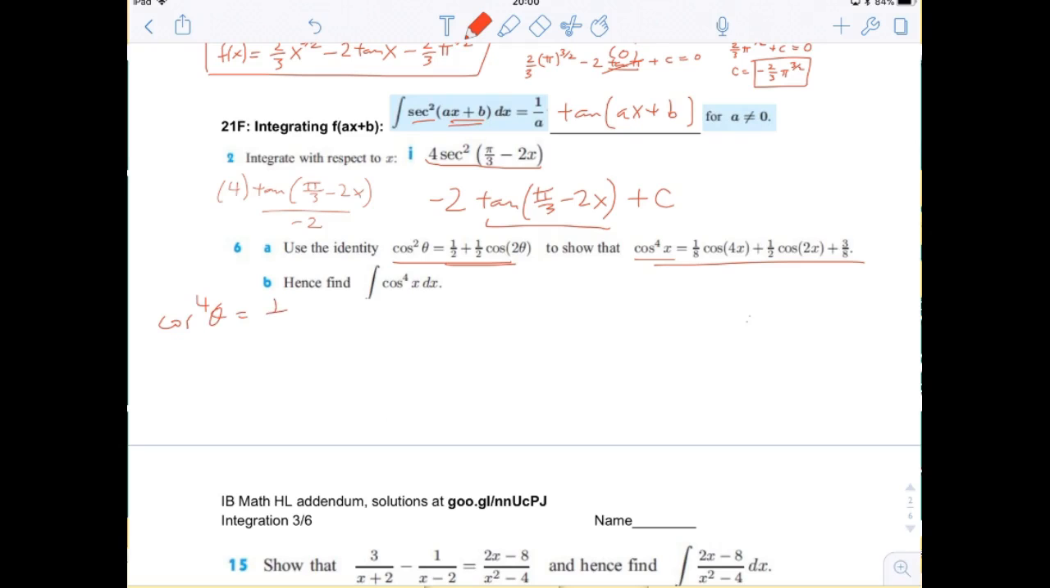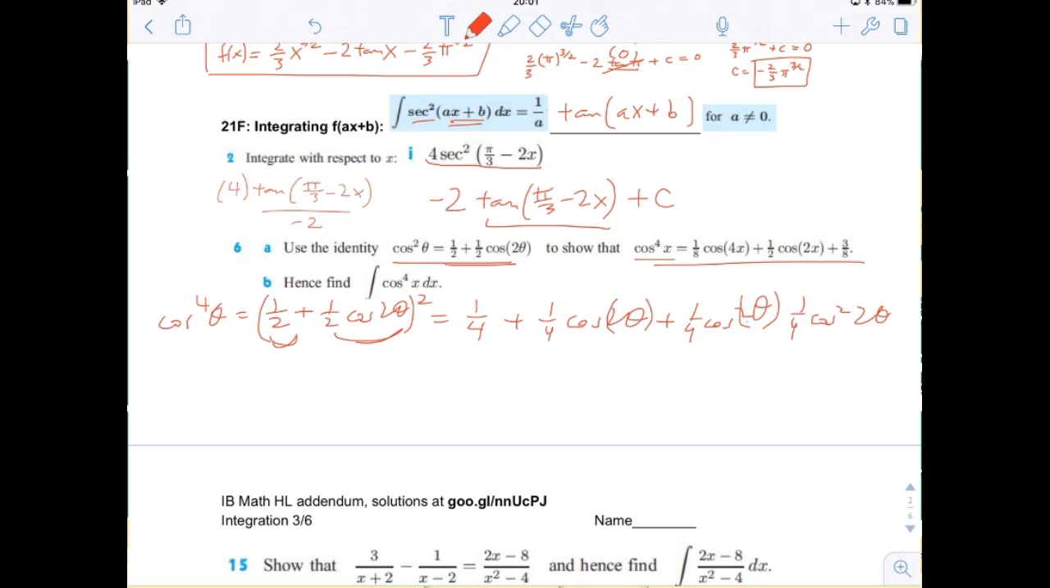If I squared both sides, I would have cosine to the fourth theta on the left, and on the right side, I would have 1/2 plus 1/2 cosine 2 theta squared. And if I have that, then I could do FOIL, right? So I would have 1/4, which would be the first term squared. The last term squared would be 1/4 cosine squared 2 theta. And the two middle terms would be 1/4 cosine 2 theta and 1/4 cosine 2 theta.